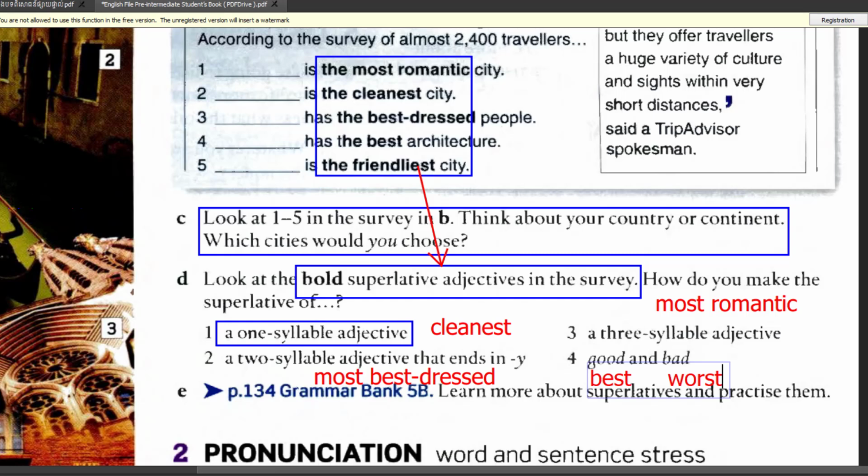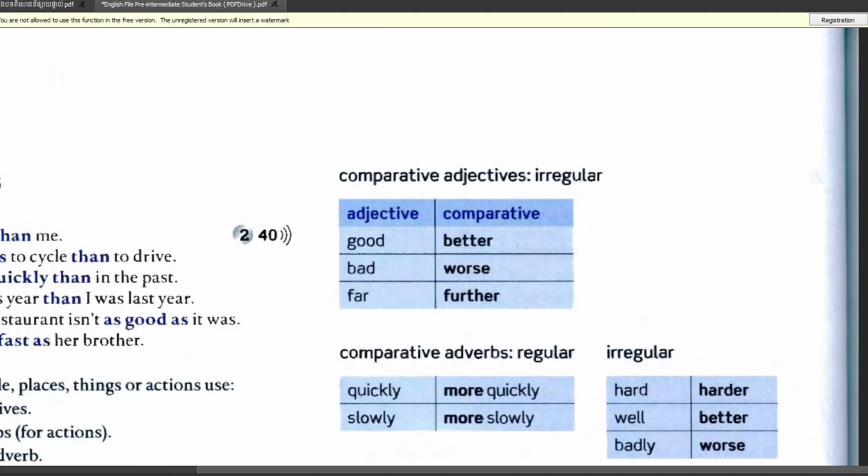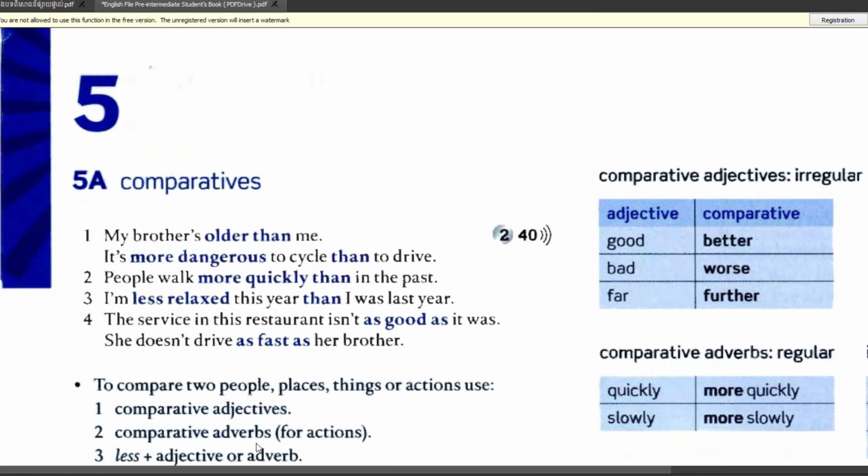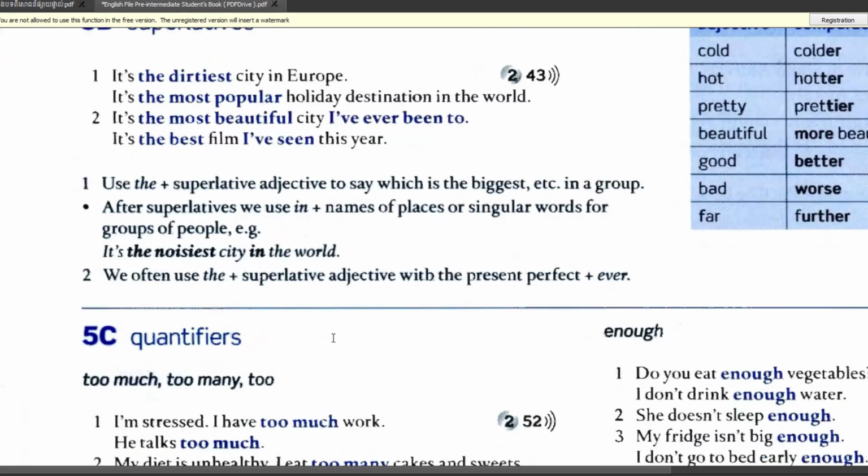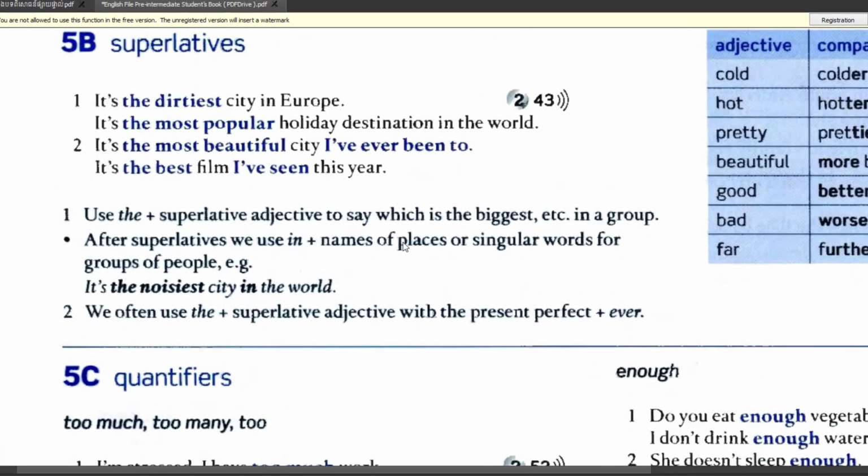So today we are going to learn about the superlative form. You've already learned about the comparative adjective, the comparative form. And in today's lesson we are going to learn about the superlative form, how to make the superlative form of adjectives. So open your book to page 134 and study all together about the superlative form. There you go. Now let's listen first.